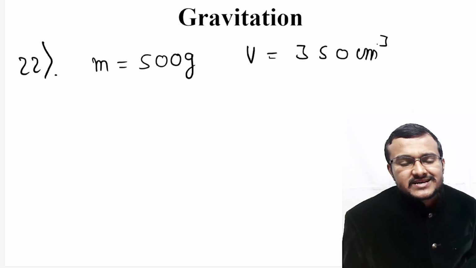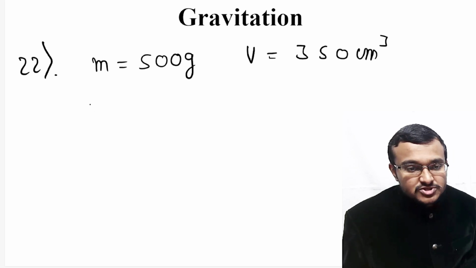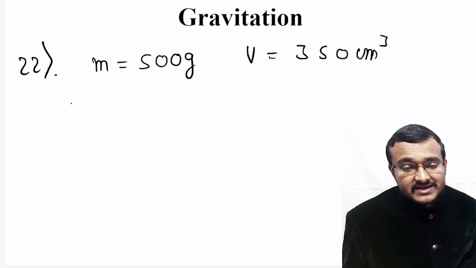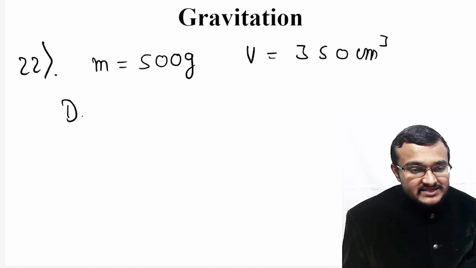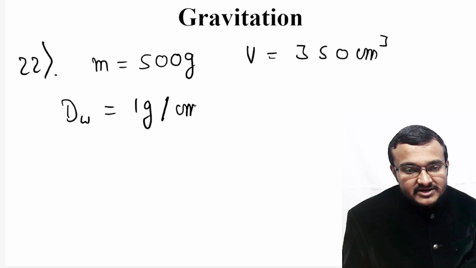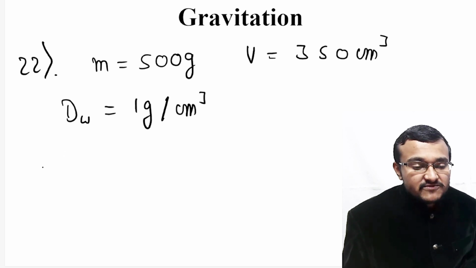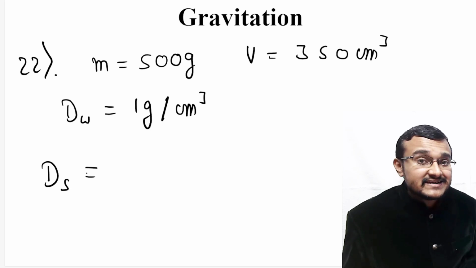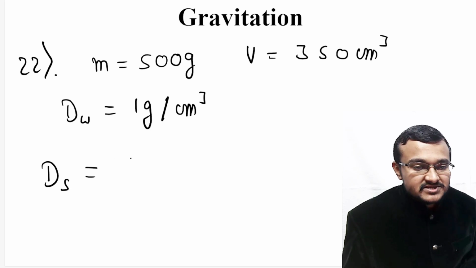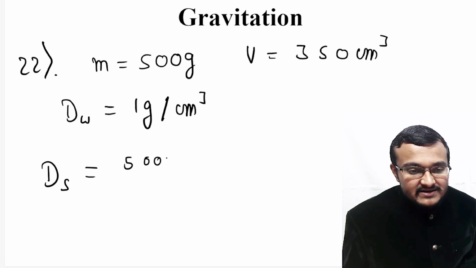So here also you should tell whether this will drown or float on the water surface. Here again, the density of water is 1 gram per centimeter cube. This is also given. Now you have to calculate the density of this particular substance. I'll write that as ds. ds is the density of the substance, that is equal to 500 gram divided by 350 centimeter cube.